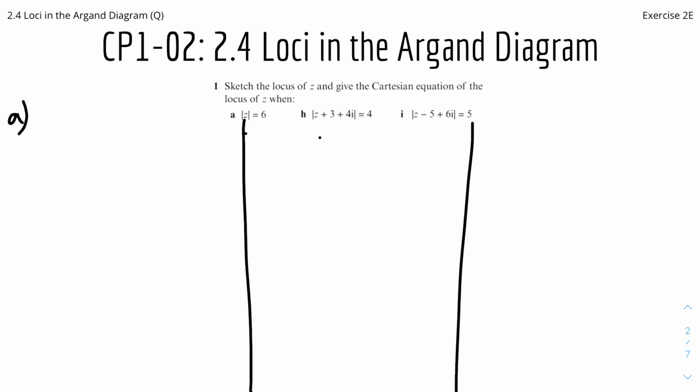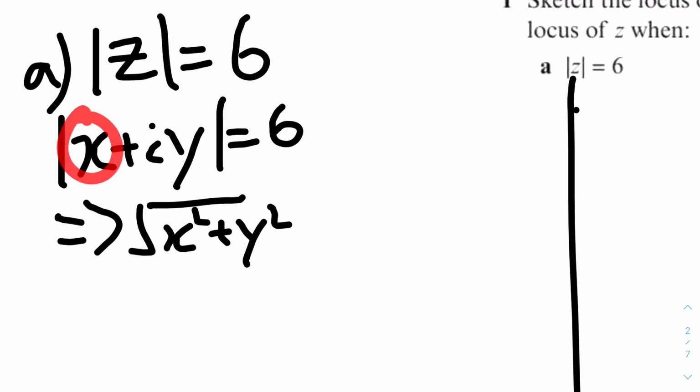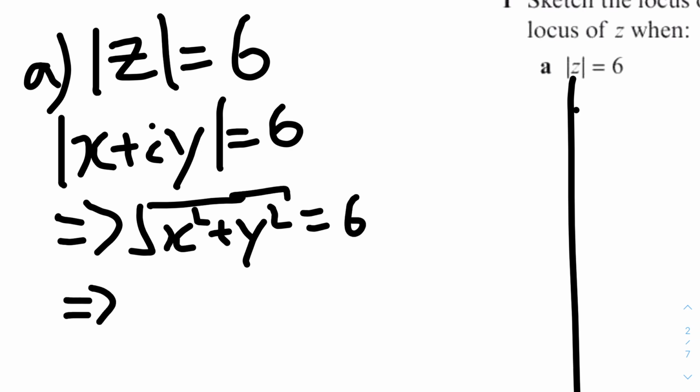So a, right here, modulus of z equals 6. We know that z can be rewritten as x plus iy. So modulus of x plus iy equals 6, and we can reverse the modulus by doing a square root of x squared plus y squared, where we square each term, the real and imaginary part, and then the root of it equals 6. To reverse it, we square both sides to get x squared plus y squared equals 36. So this is a Cartesian equation.